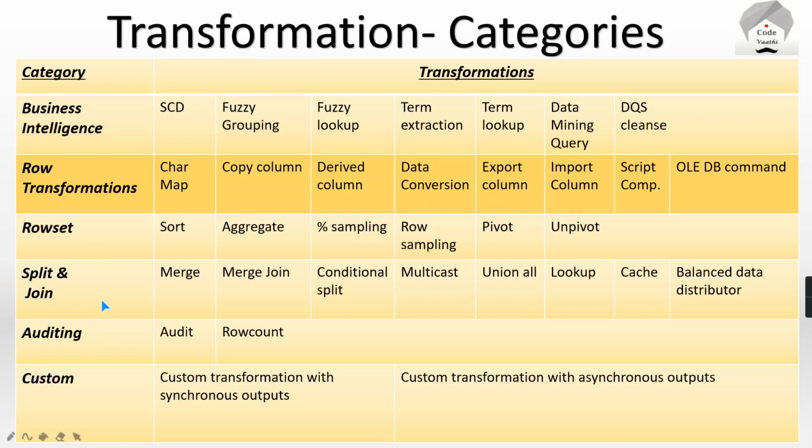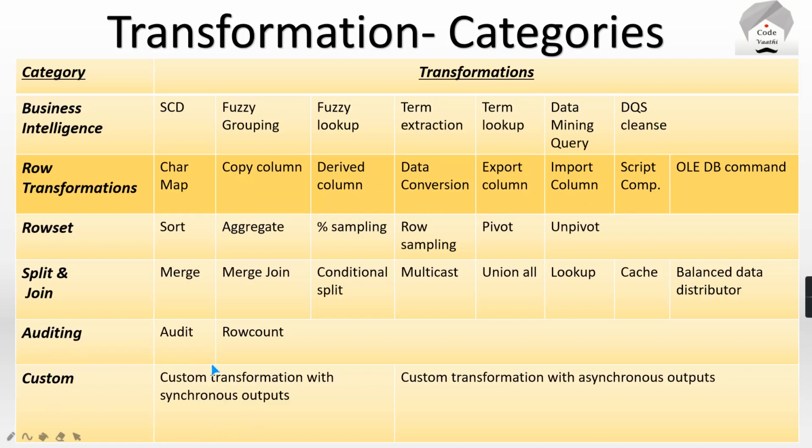Next comes split and join. It is mainly used to merge and to split the data. It includes merge, join, conditional split, union all, lookup and all. Next comes auditing. It is mainly used to add some audit information and to add the row count transformations. Using this we can get the auditing information for business analysis purposes and all.